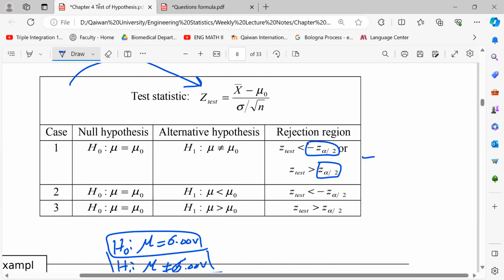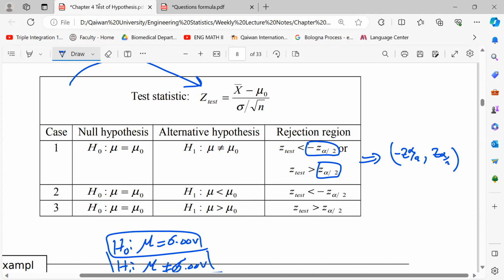Here, this means minus Z of alpha over 2 and Z of alpha over 2 form an interval. This is an interval. If Z test is not in this interval, we reject H0. If it's in the interval, we don't reject H0.